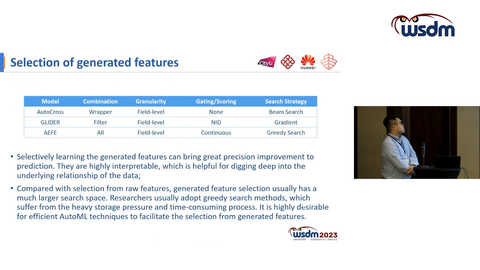And to conclude on the generative features, according to the results, we could find that selective learning of generative features could always improve the model accuracy. However, the search strategy they adopted is usually very computationally intensive.